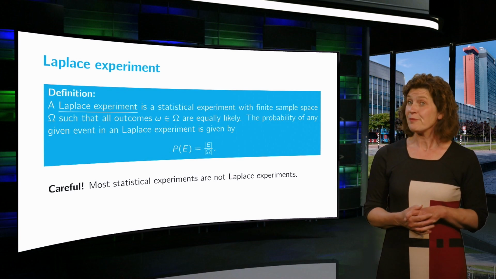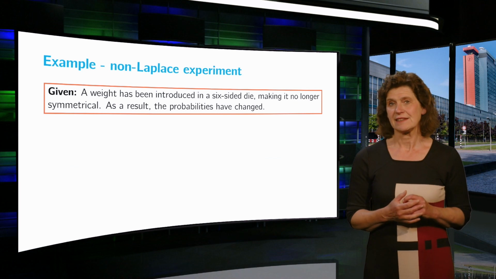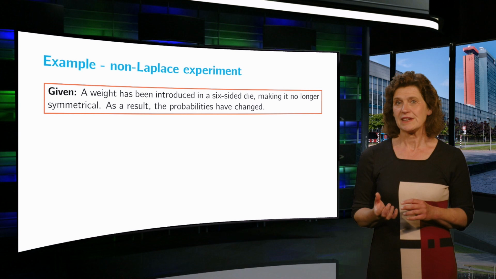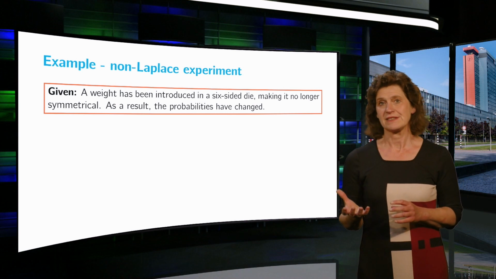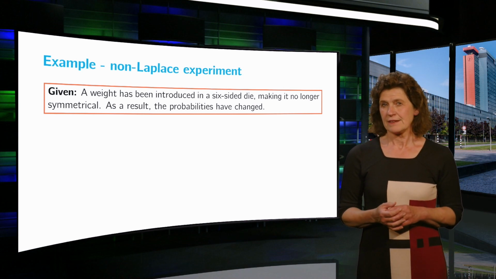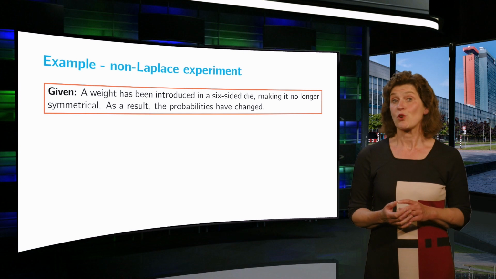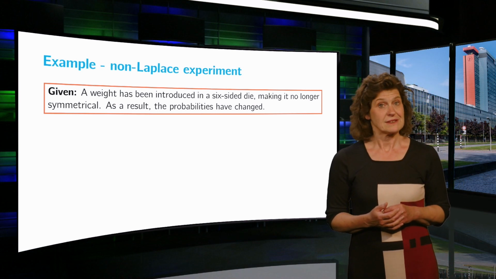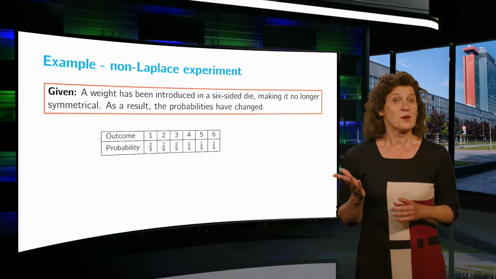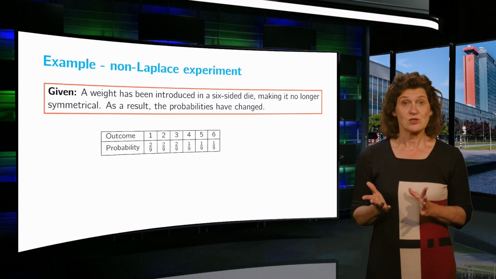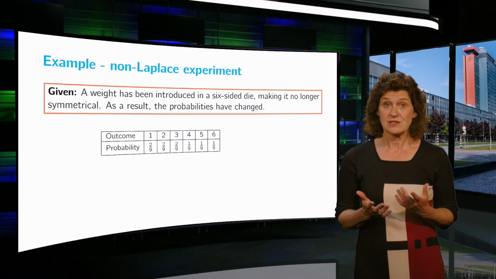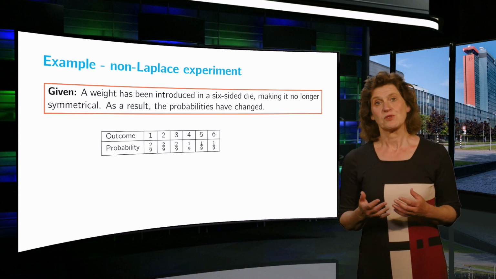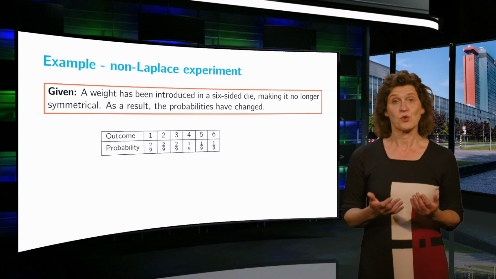For example, consider a 6-sided die where a weight has been inserted near the corner where the faces contain the numbers 4, 5 and 6 meet. This makes it less probable to throw these numbers. We may get the following probabilities. We can still apply the computation rules as we did before. For instance, the probability of throwing an even number is the sum of the probabilities of throwing 2, 4 and 6.